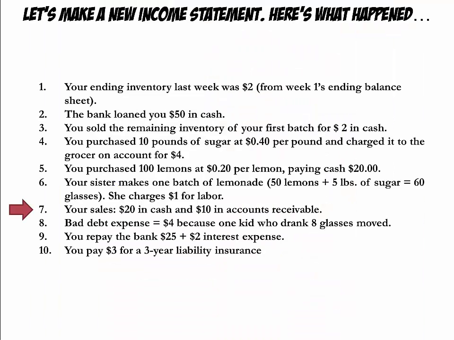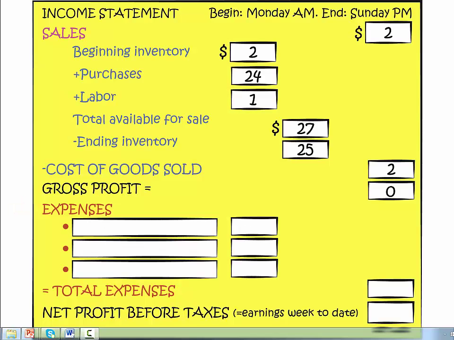You next went out to sell lemonade. You sold the entire batch of 60 glasses. You received $20 in cash and $10 in accounts receivable. How does the sale of 60 glasses, for which you received $20 in cash and $10 in accounts receivable, affect your income statement? Please pause the lecture video and try to answer this yourself.